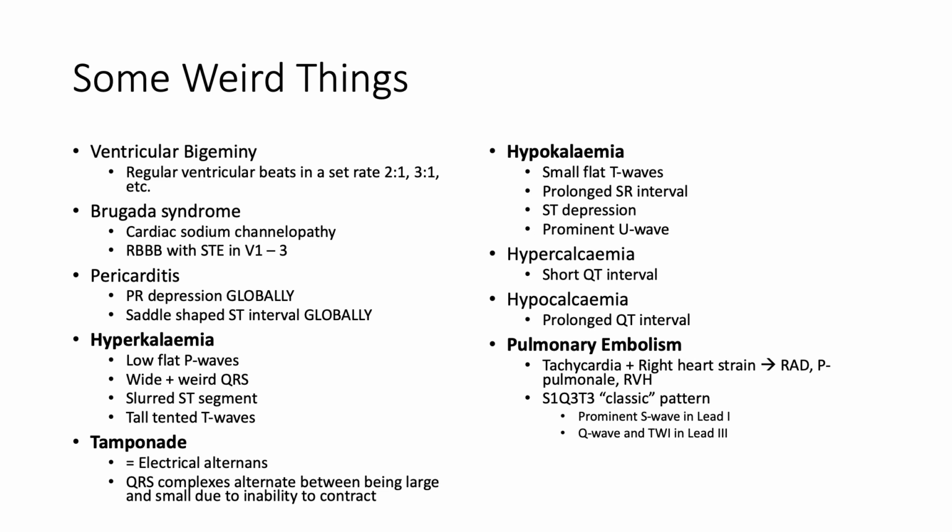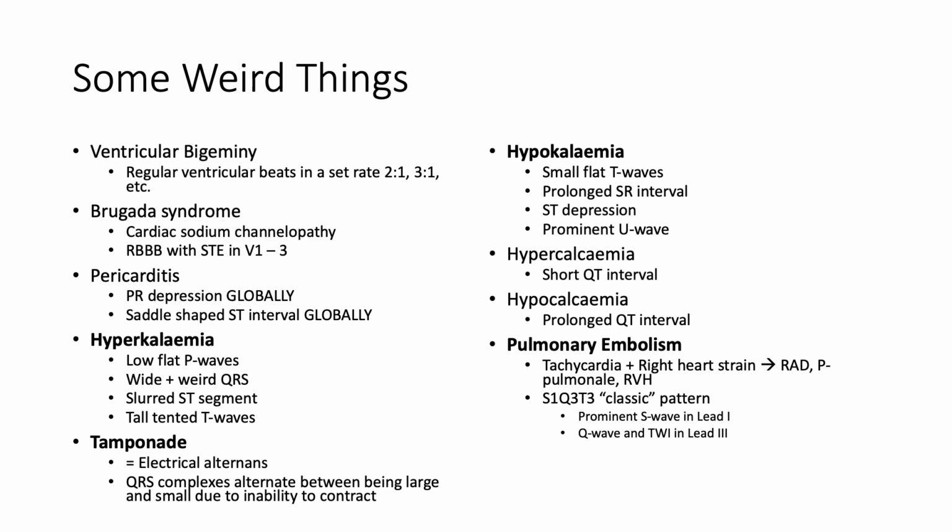Tamponade, you get electrical alternans, where you get a big QRS and then a small QRS because it's fighting against the blood, and it can do one good contraction and then it fails. And then it does one good contraction again and then it does a little one. And that's what happens there. Hypokalemia being the opposite of hyperkalemia. Hypercalcemia, you get a short QT interval, and the opposite happens when you have low calcium.